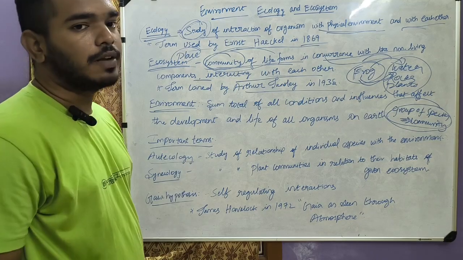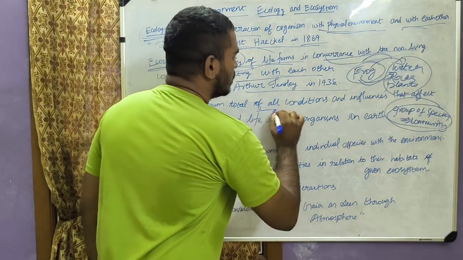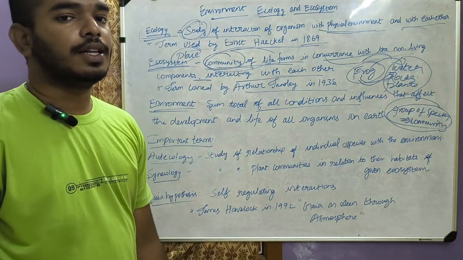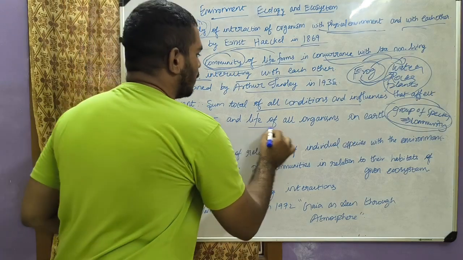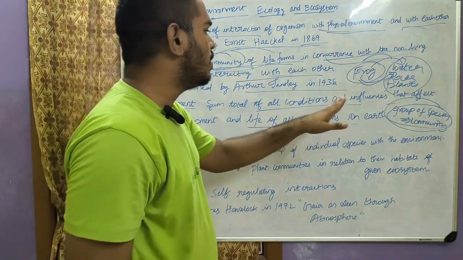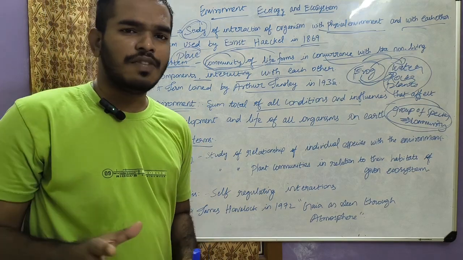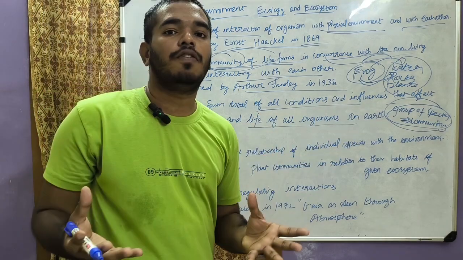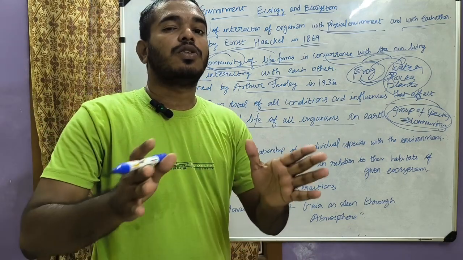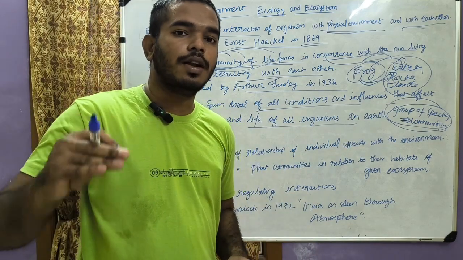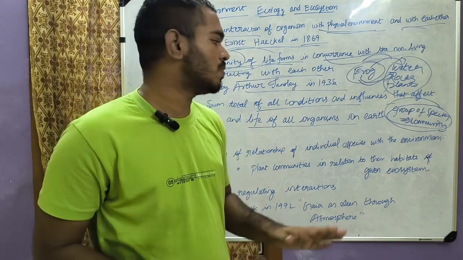Next that we are going to see is the environment. Environment is nothing but the sum total of all the conditions and influences that affect the development of the life of all the organisms on the earth. So all the conditions that surround one particular species, or one particular organism, or a community is known as the environment.